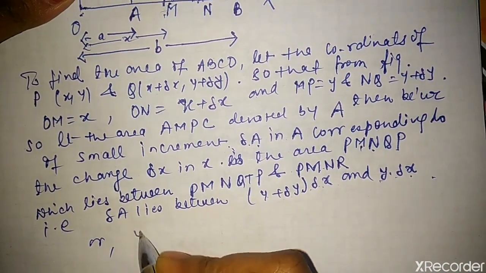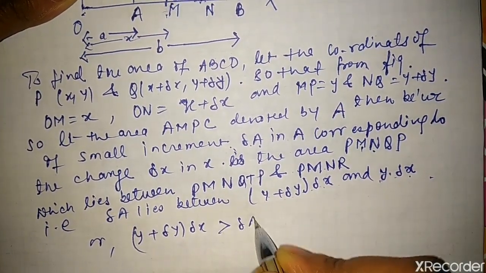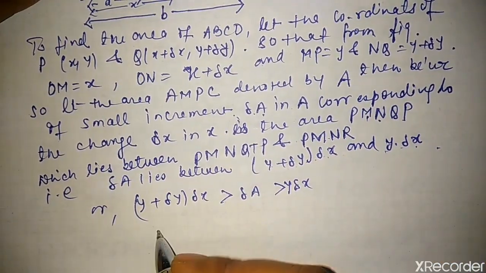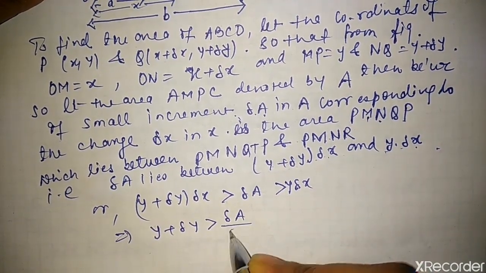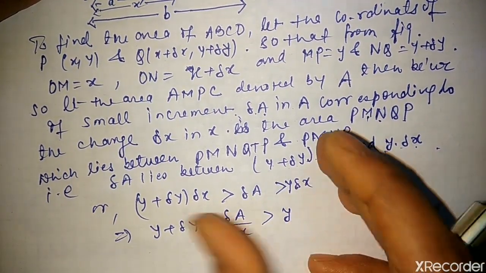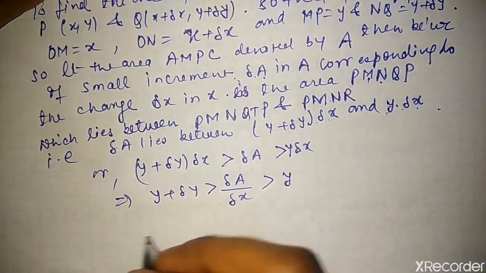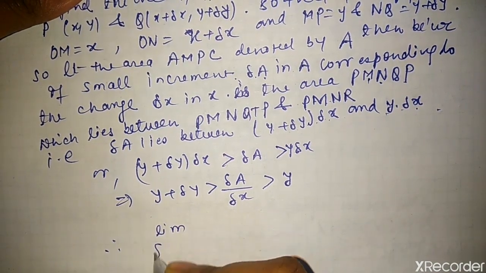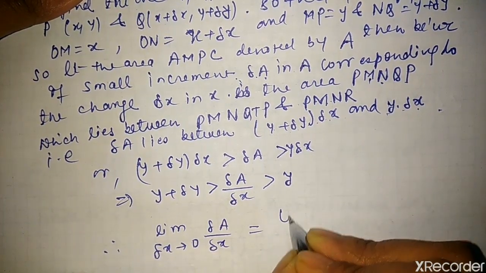So y plus del y into del x is greater than del A, and this one is greater than y into del x. This implies y plus del y is greater than del A divided by del x, and this one is greater than y, because del x is common, and from both we have taken it in the denominator of del A. Therefore, by taking the limit, what we have here is limit del x tends to 0, del A divided by del x is equal to the limit.